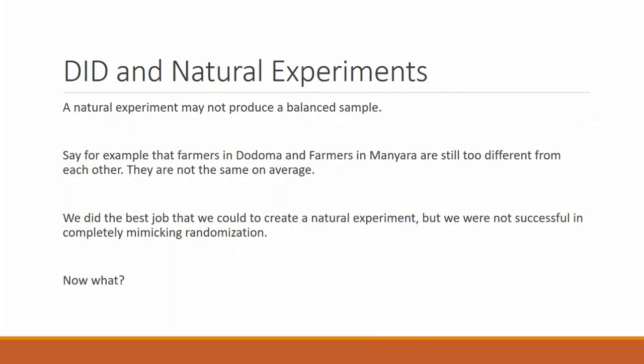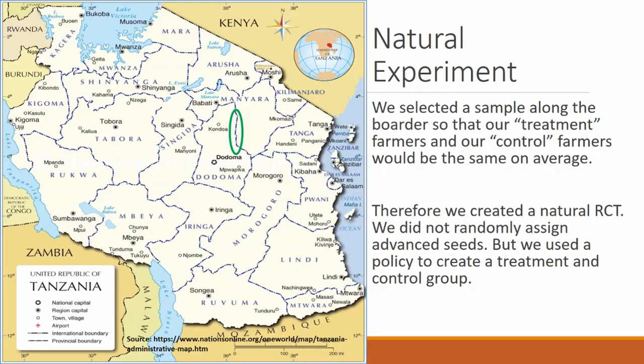All right. So now, what I want to argue here, or demonstrate here, is that difference in differences can be combined with a natural experiment to improve the robustness of the result. A natural experiment may not produce a balanced sample. So let's just be clear. Let's say that we have this natural experiment.